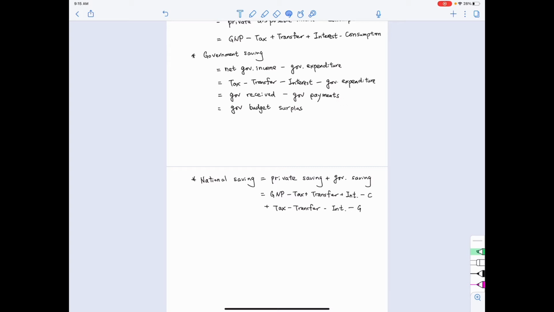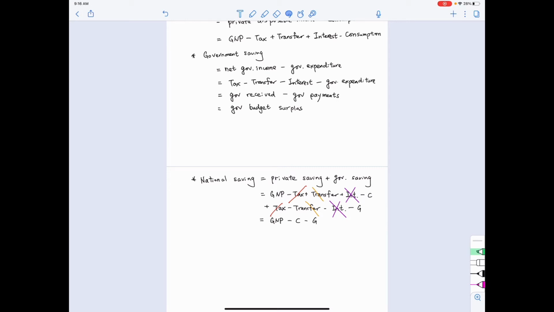Therefore, we add everything up. Given that there are some terms that we can cross out, here we cross out tax, we cross out transfer, and we cancel out the interest. At the end, we have the national savings equals the GNP minus the consumption minus the government expenditure.